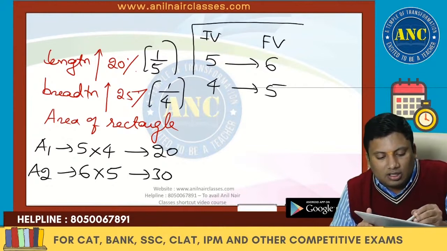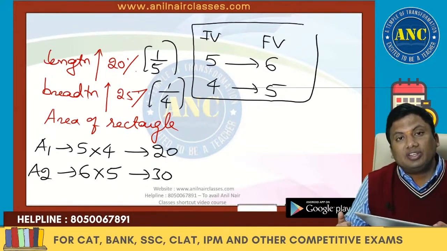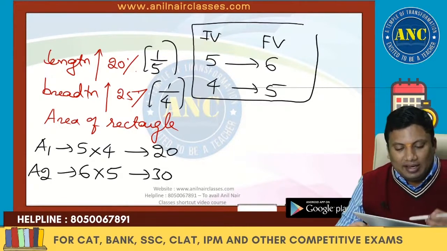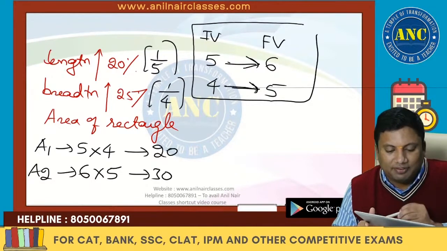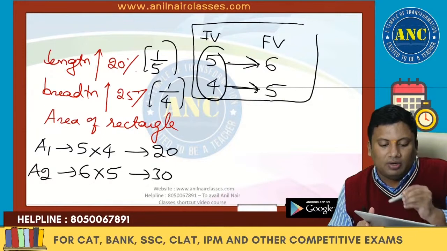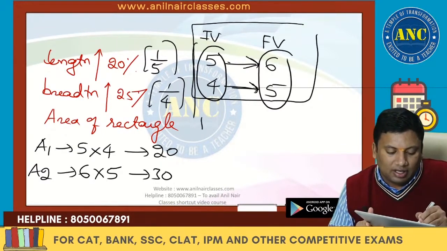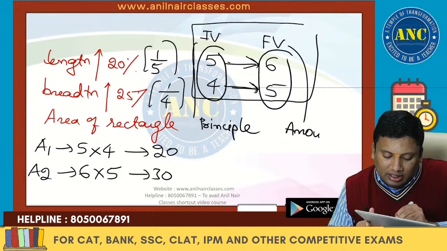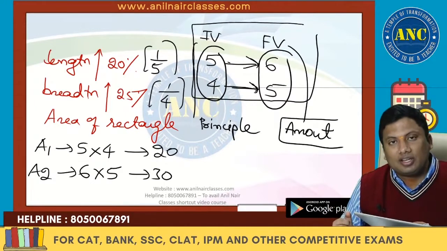In the morning, what did we do? Then where did we take the change? Why are you getting that doubt if you have attended? 5 increases by 1, it is 6. 4 increases by 1, it is 5. I am taking the initial value here and the final value here. The initial value is called the principal. The final value is called the amount. So we are taking principal and amount only. Where is the question of interest?